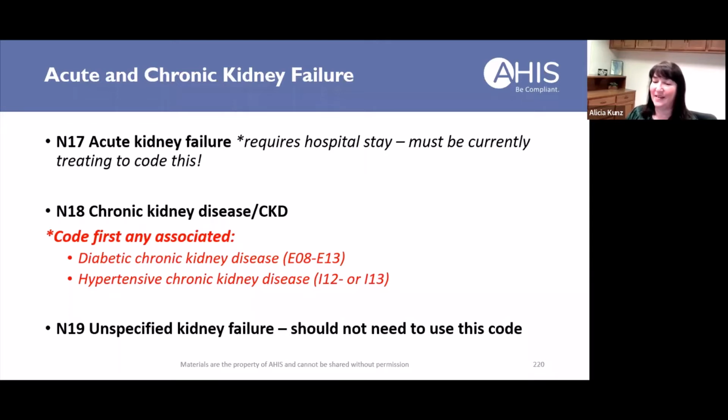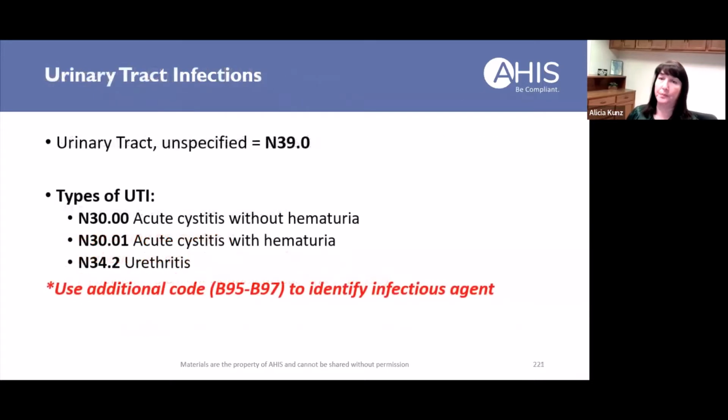And then N19 is unspecified kidney failure. I don't see any reason why you would need to use that code. Usually your physicians document what type.